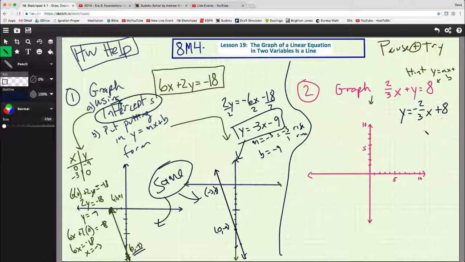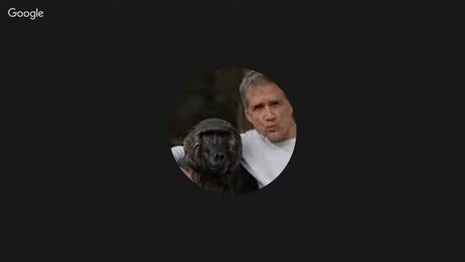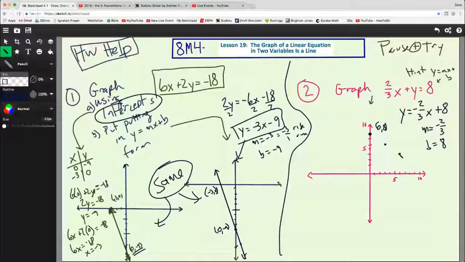So here our slope is negative 2/3, and our y-intercept is 8. So we go 0 comma 8. And then we rise 2, which is going down 2. Down 2 over 3. Down 2 over 3. Down 2 over 3. And we can draw our line.